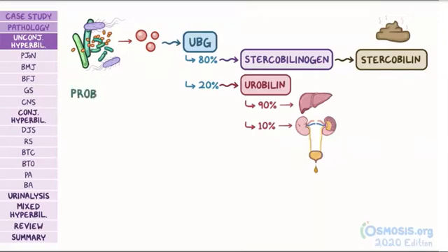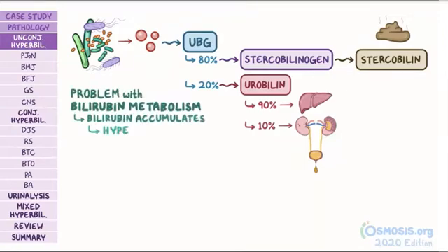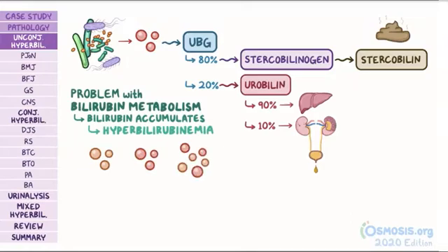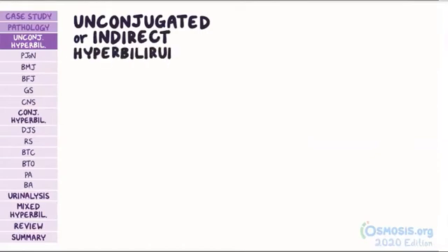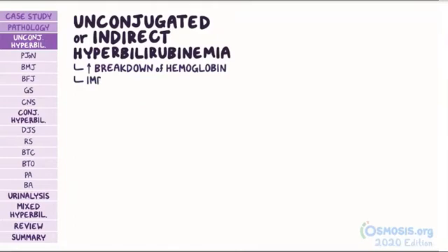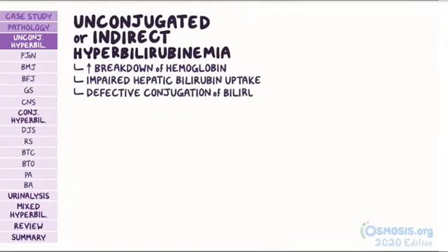Now, if there's a problem with bilirubin metabolism, bilirubin accumulates and hyperbilirubinemia occurs. And based on the form of the bilirubin that's elevated, hyperbilirubinemia can be predominantly unconjugated, conjugated, or mixed. Unconjugated or indirect hyperbilirubinemia is caused by an increased breakdown of hemoglobin, impaired hepatic bilirubin uptake, or defective conjugation of bilirubin.